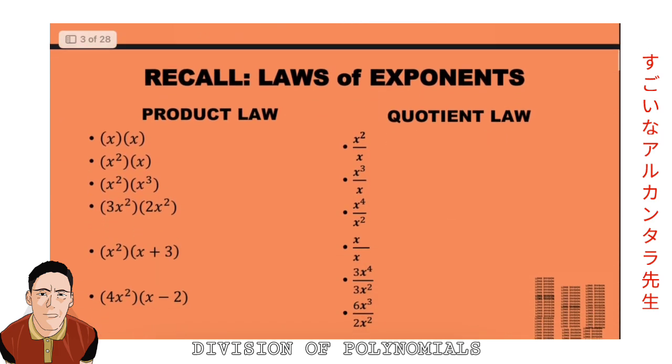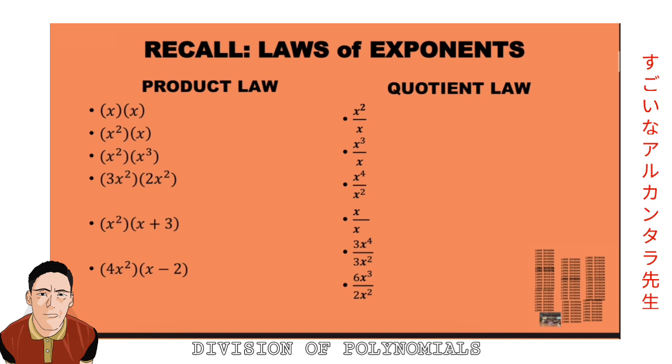Namely, if we really want to maximize the concepts that we've learned in mathematics throughout the years, the first thing that we have to remember is the laws of exponents, being product law and quotient law for this discussion. So for example, we have here x times x. We're multiplying two things of the same variable. The concept here is simple. You copy the variable since they're the same thing, and then you add the exponent.